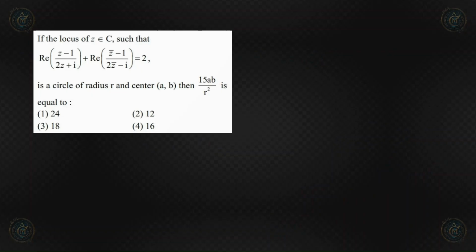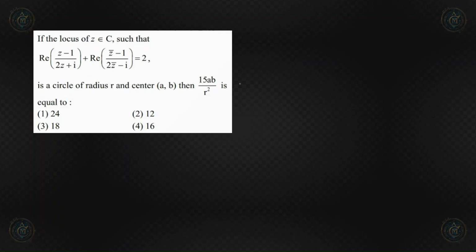If the locus of z belonging to the set of complex numbers such that real part of (z minus 1) divided by (2z plus iota) plus real part of (z bar minus 1) divided by (2z bar minus iota) is equal to 2, is a circle of radius r and center (a, b), where 15ab divided by r square is equal to, okay, so we have to solve this equation first. Find the locus. Now how to find the locus? We can substitute z equal to x plus iota y.